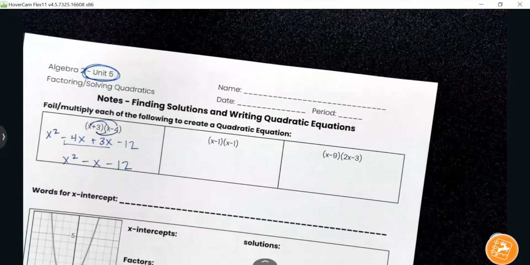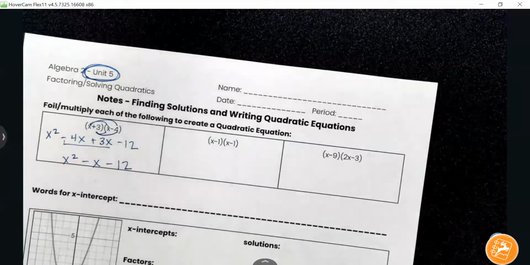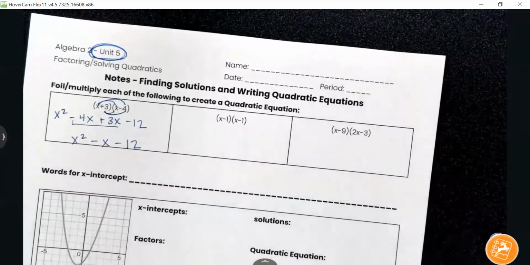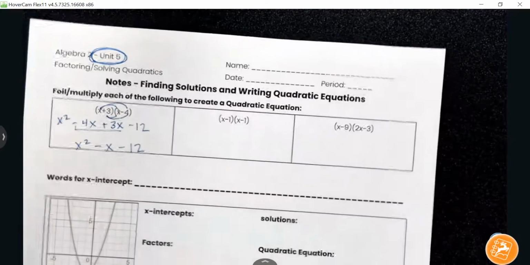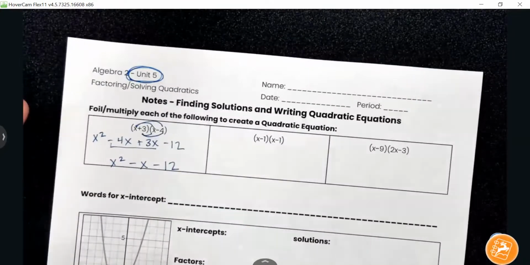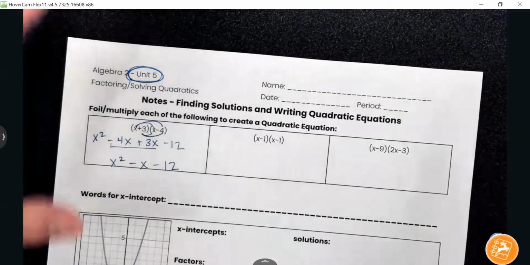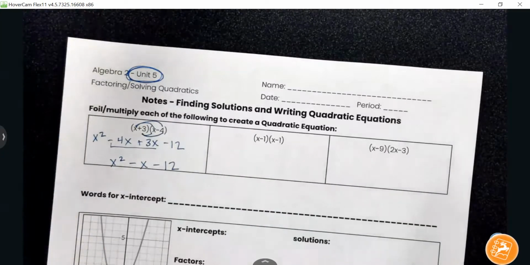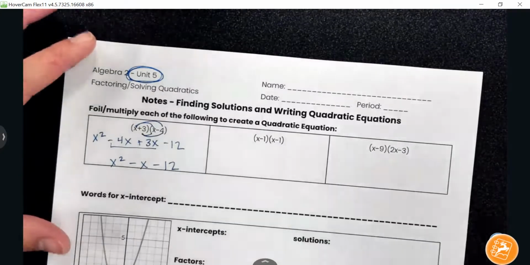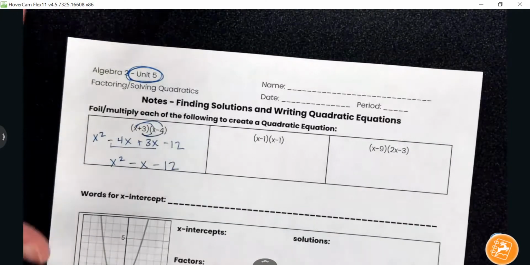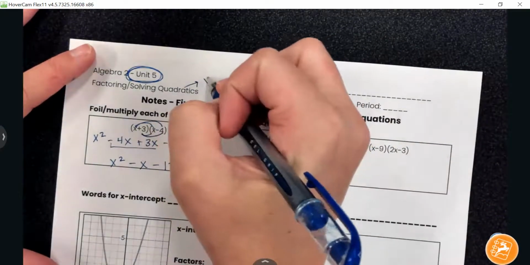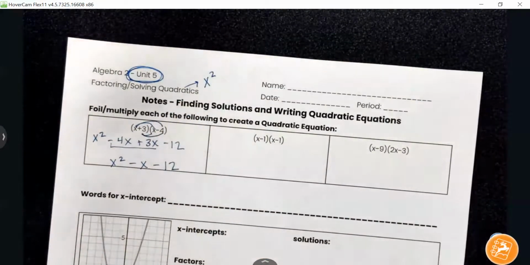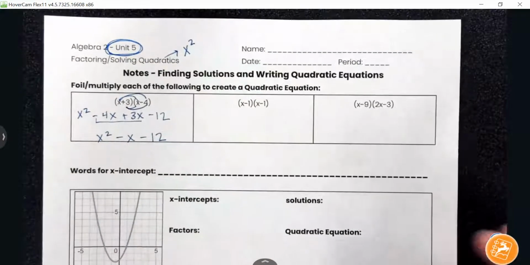All right. So we are taking pieces of information like x-intercepts, graphs, and solutions, and we are going to be writing quadratic equations. So the first thing you need to know is everything we are dealing with is a quadratic. How do I know by reading an equation that it's a quadratic? What does a quadratic mean? A quadratic means I have to have an x squared. If you don't have an x squared, you don't have a quadratic.